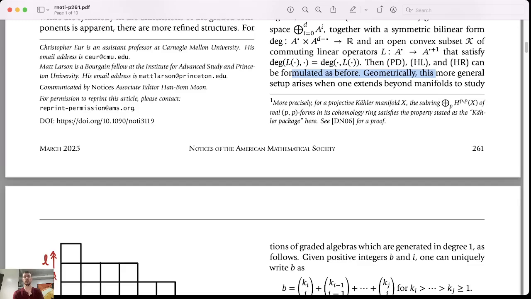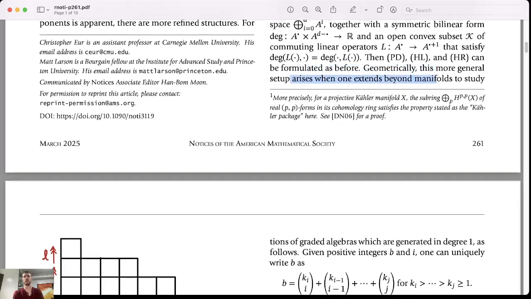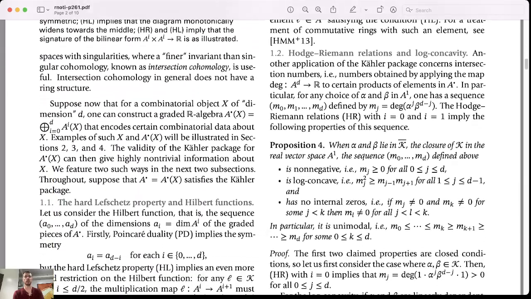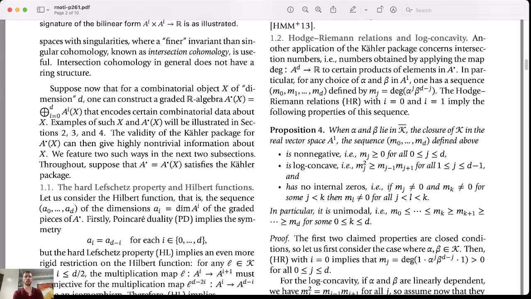Geometrically, this more general setup arises when one extends beyond manifolds to study spaces with singularities where a finer invariant than singular cohomology, known as intersection cohomology, is useful. Intersection cohomology in general does not have a ring structure.